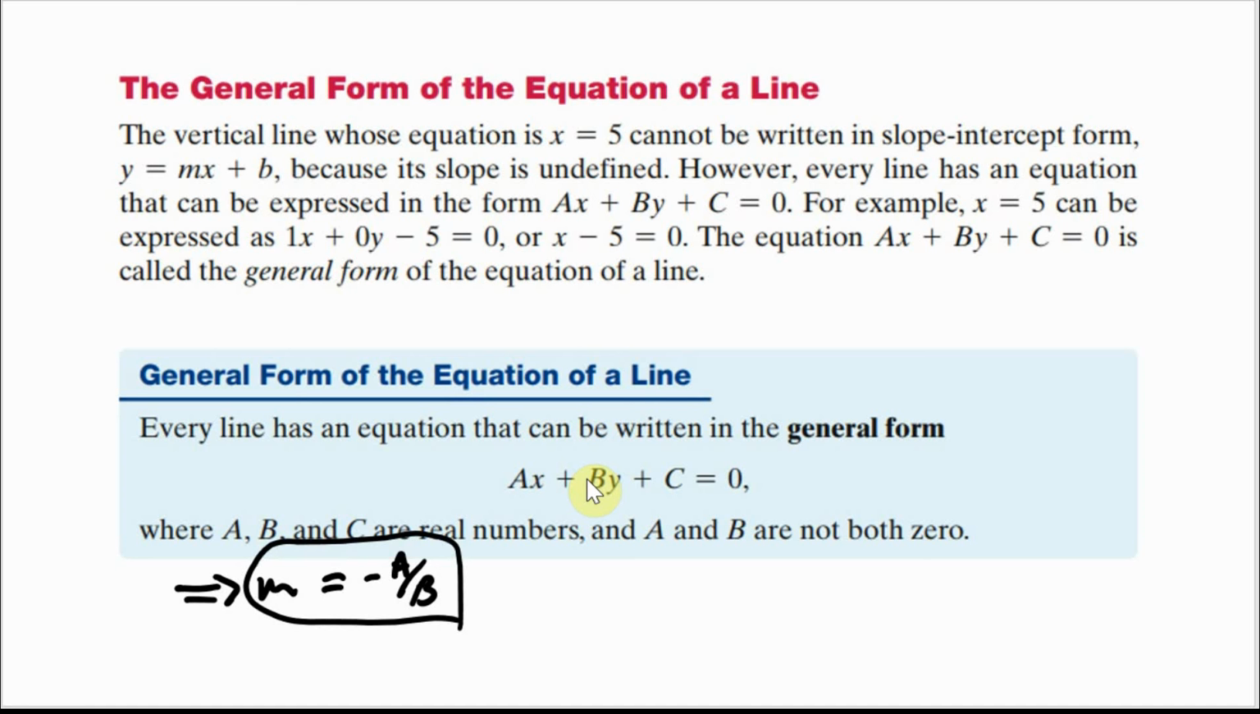Now what they're going to do here is, if they give you an equation in the general form, one, they want you to graph, and then number two, they want you to write the equation in the slope-intercept form. That is, get y by itself. And when you do that, you're going to easily see where the slope is, this negative a over b. Well, let's see what they say.